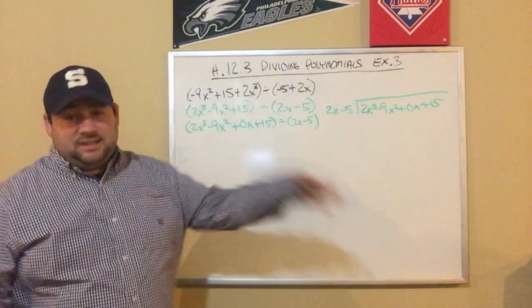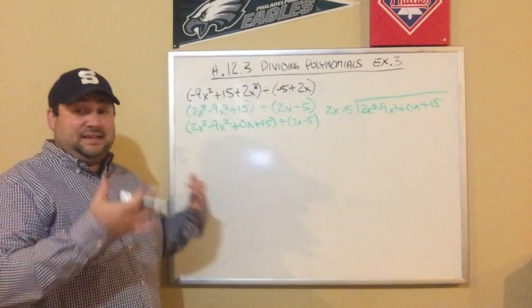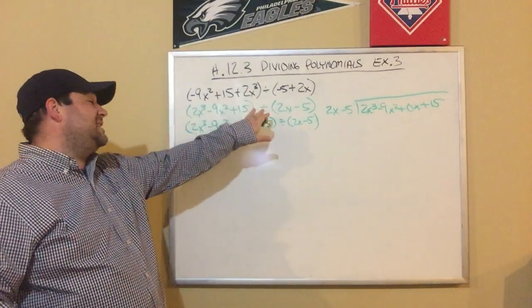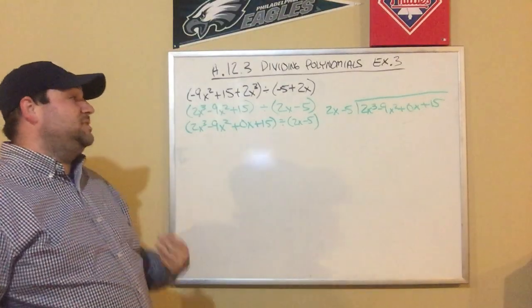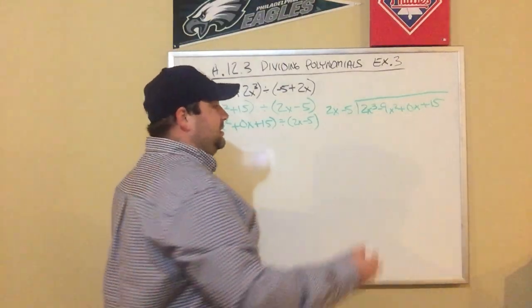So I finally set up my long division, but this took a couple of steps to get there. I had to put the exponents in descending order, and I had to fill in a missing term. I didn't have an x term, so I put a 0x in there. Now it's just the long division like we've been doing.